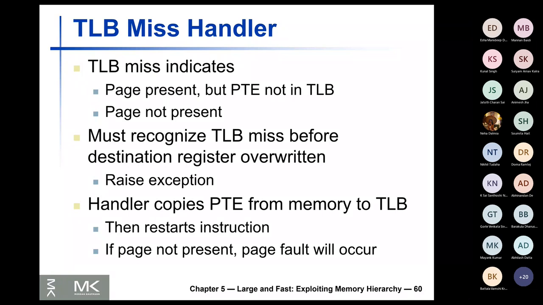Okay, and these misses must be identified, and the destination registers must not be overwritten, and exceptions must be raised. Exceptions are a hardware generated interrupt kind of mechanism. So the internal hardware of the CPU itself can inform the CPU that something bad has happened. For example, when we were discussing interrupts and exceptions, we discussed divide by 0. Divide by 0 is an exception.